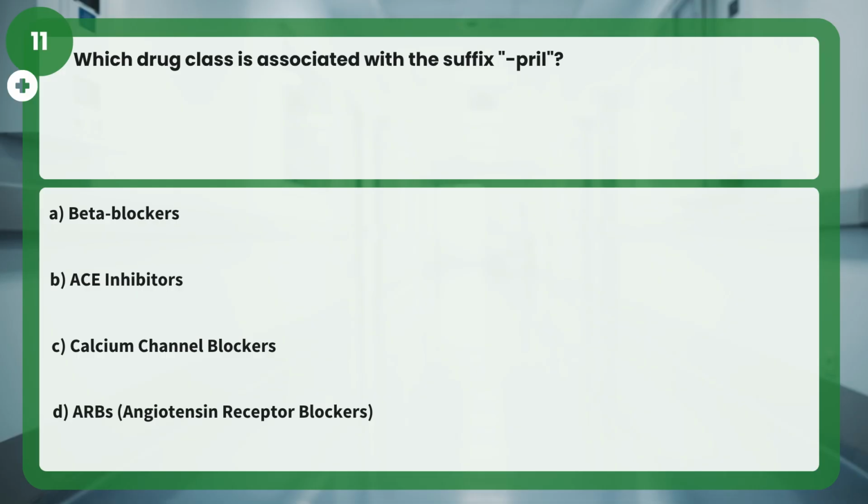Question 11. Which drug class is associated with the suffix pril? A. Beta blockers. B. ACE inhibitors. C. Calcium channel blockers. D. ARBs, angiotensin receptor blockers.